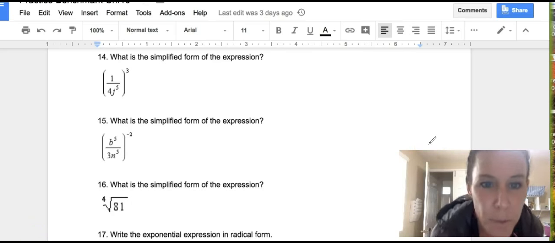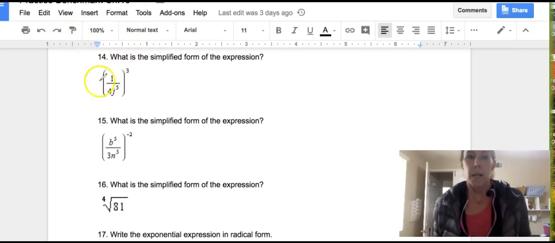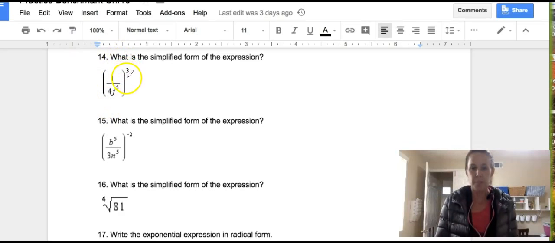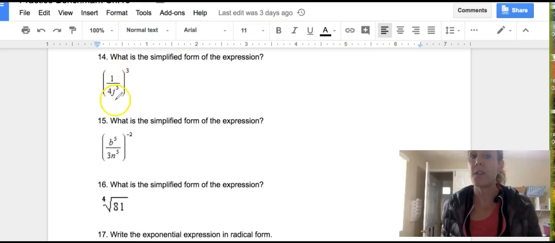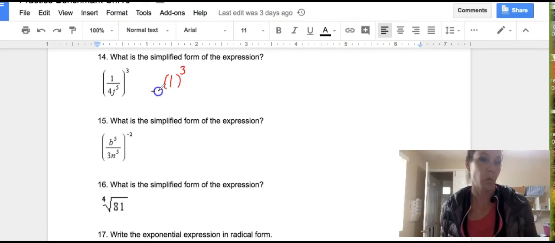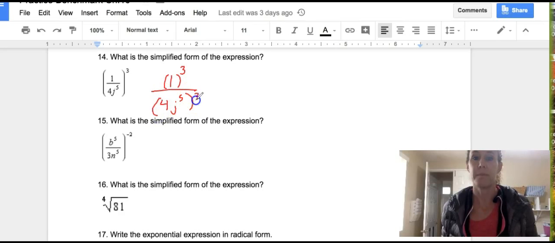All right, we got to find the simplified form of this guy. We've got a fraction here and we're cubing it. So just like our rule, when I multiply two things and I cube it, when I divide two things and I take it to a power, I have to take each thing to a power. So this is going to be 1 cubed, which is just 1, over 4j to the 5th cubed. Now this whole thing here needs to have two things cubed because I have a multiplication problem just here on the bottom. So basically when you cube a value like this, you cube everything.